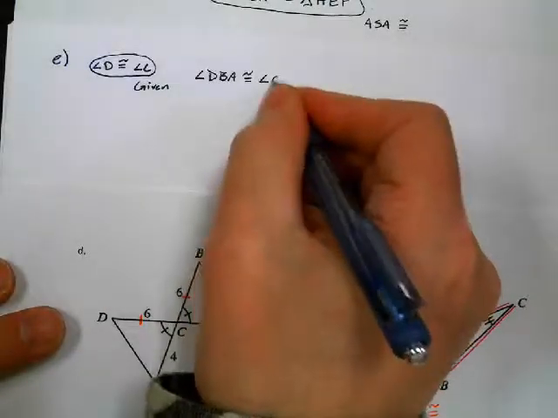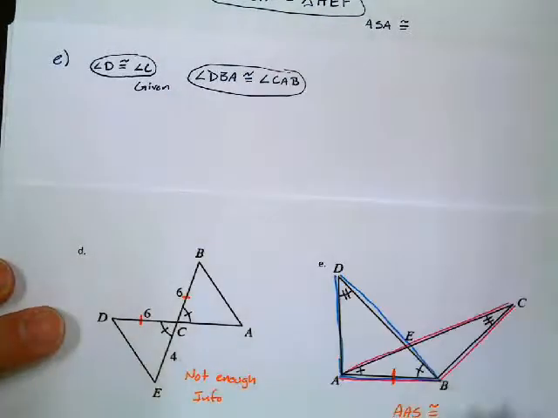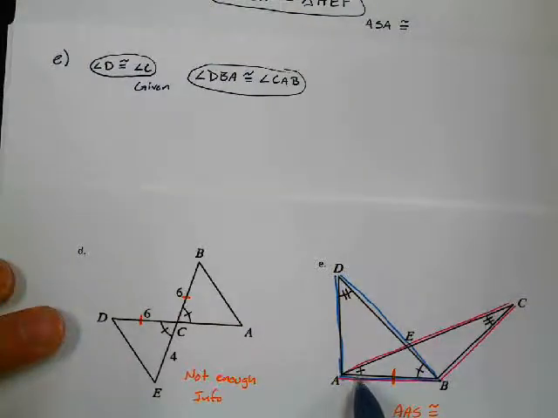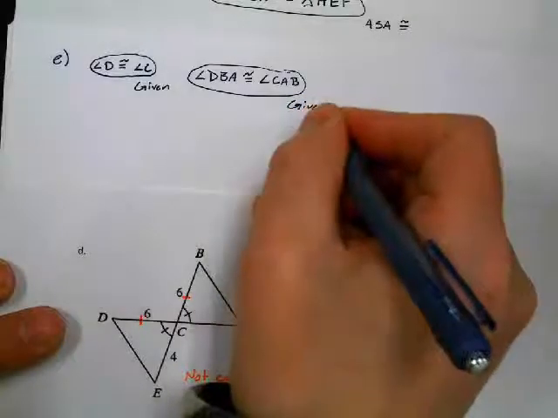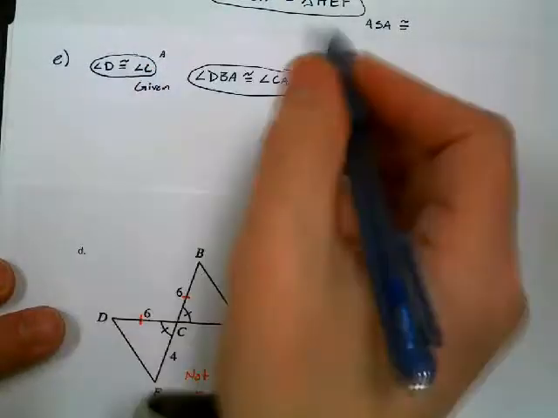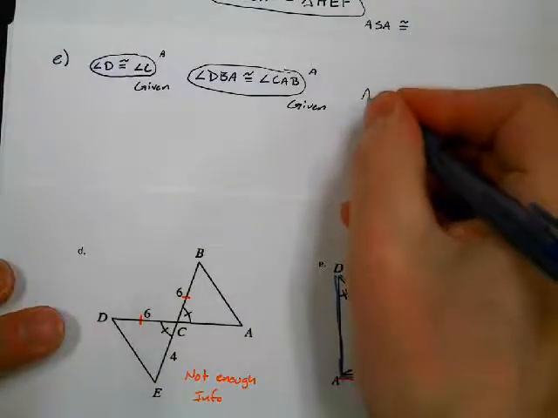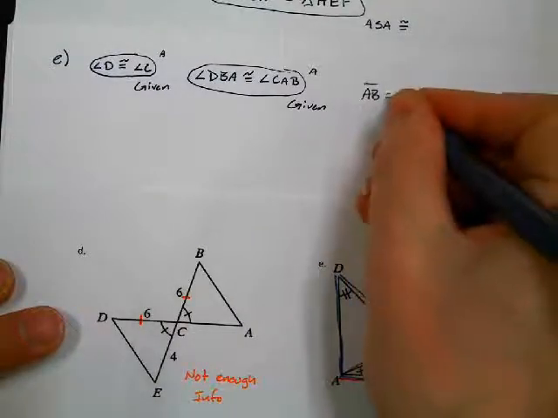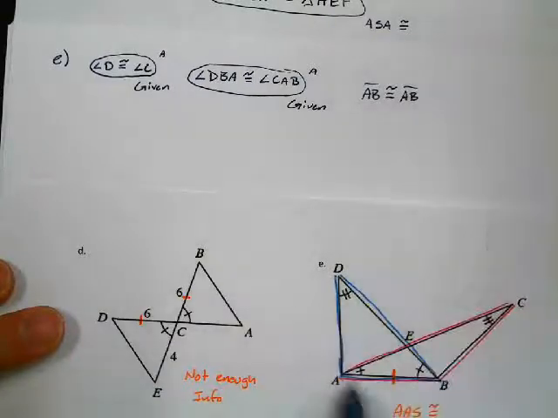All right, so I got DBA from the blue one and CAB from the pink one. And they gave that information to me, that was given. So I've got 1 angle, 2 pairs of angles, and now we're going to use this reflexive side. We can say that AB is congruent to AB. So AB from the blue triangle and AB from the pink triangle are the same thing. So automatically they have to be congruent to each other. That's the reflexive property.